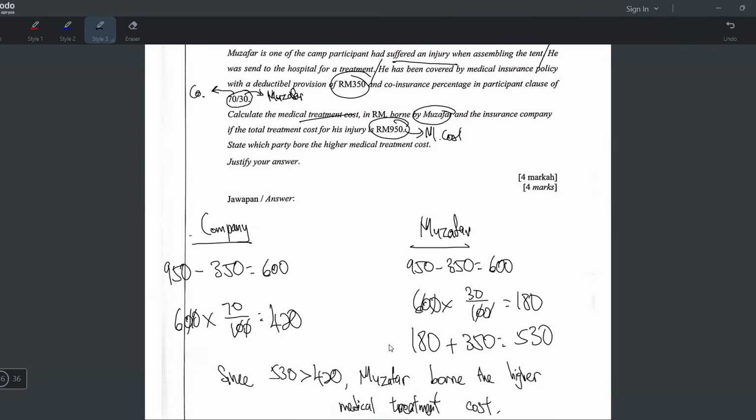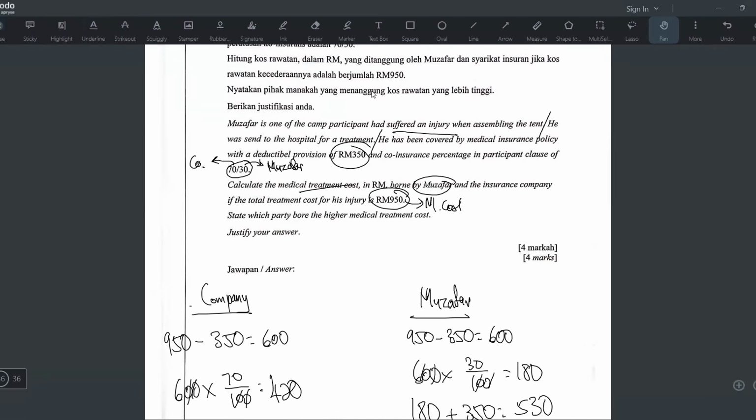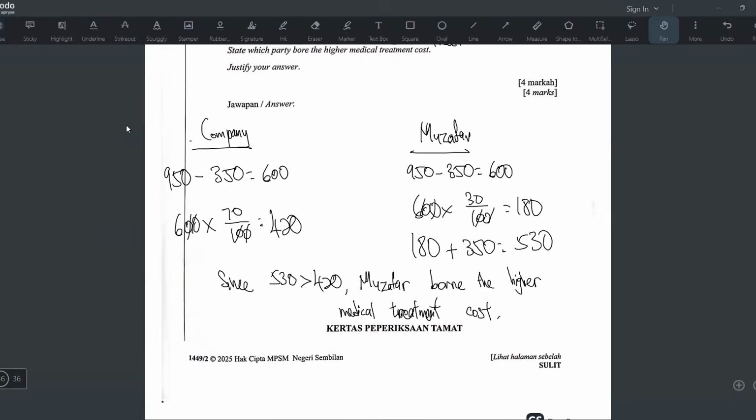You boleh tulis dalam bahasa Melayu juga. Just write Muzaffar apa? Muzaffar menanggung kos rawatan yang lebih tinggi. Can already. Yeah. So that's the answer.